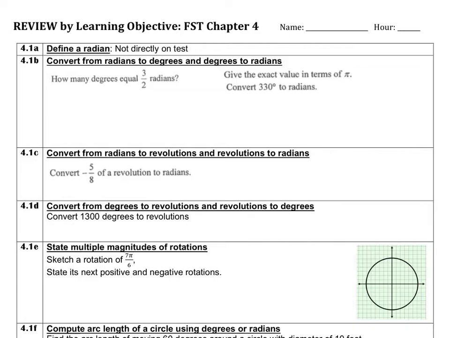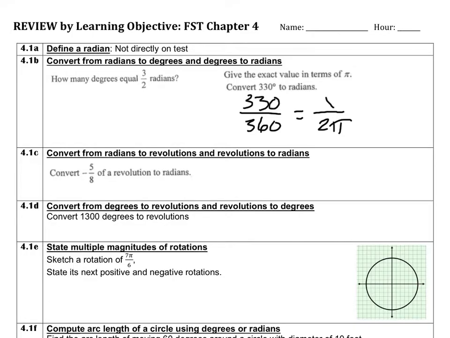So remember, if you're not sure how to do this, the easiest way to do it is to set up a proportion. So they've given us degrees, and we want to set it equal to radians. So a full circle, we know, has 360 degrees and 2 pi radians. So that's what goes on the bottom of the fraction. And now they've given us 330 degrees, so that goes here. We need to find the radians, so that's our unknown.